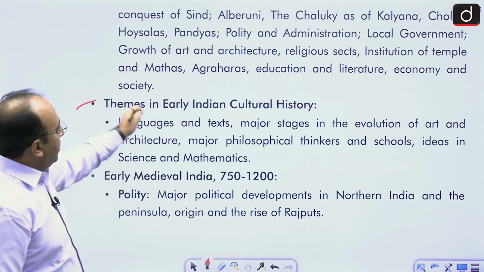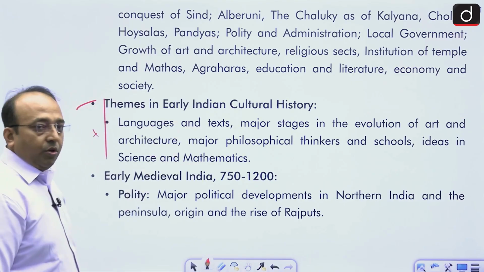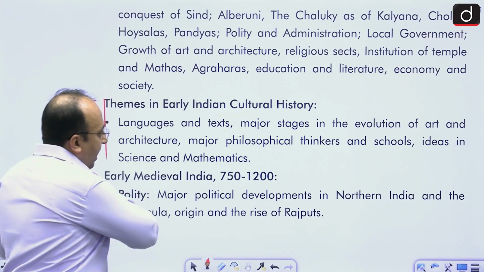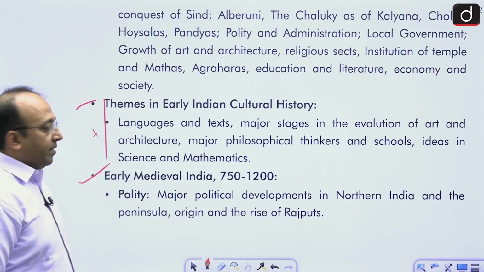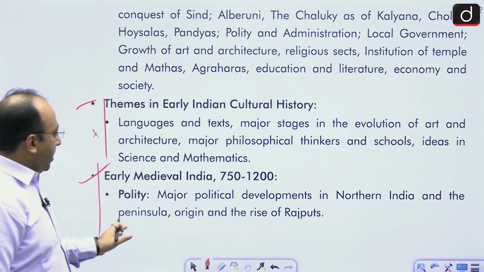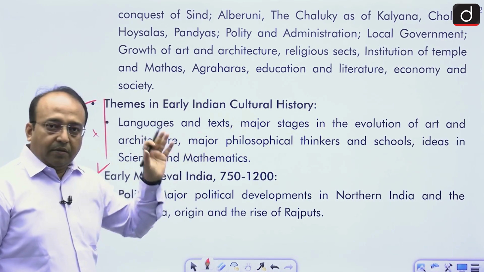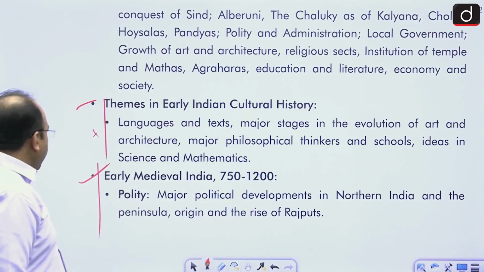Then you have themes in early Indian cultural history. Again, this is something you hardly prepare. You don't have any source. But in the class, you will have the entire content of the syllabus in detail. Then you have early medieval India. Again, this is content lacking in the books or material available in the market. So this is going to be covered in ancient India.